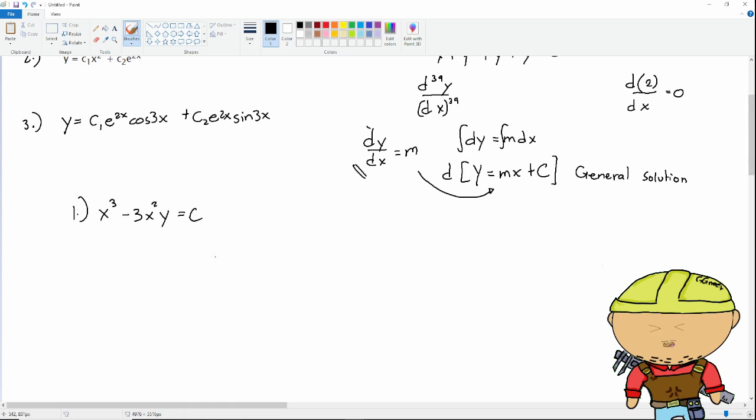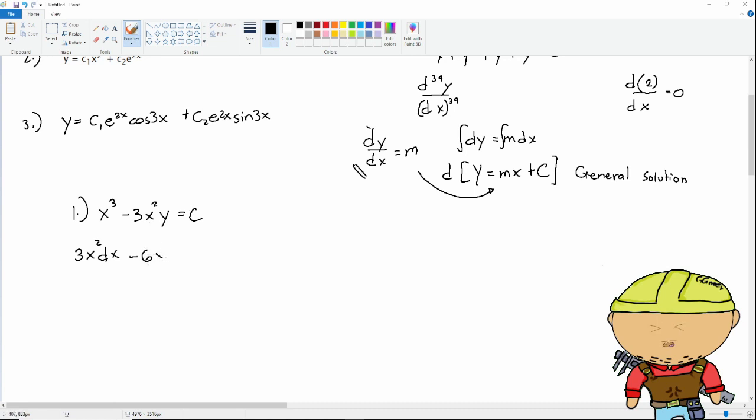Because c is on the right side and doesn't have any variable x or y, dependent or independent variable, beside itself, we can proceed to differentiating. Differentiating x cubed, we get 3x squared dx. We drop the 3 down as a coefficient and subtract 1 from the exponent. Minus, because 3x squared y has two variables in it, we proceed to the product rule of differentiation, in which we differentiate the x first.